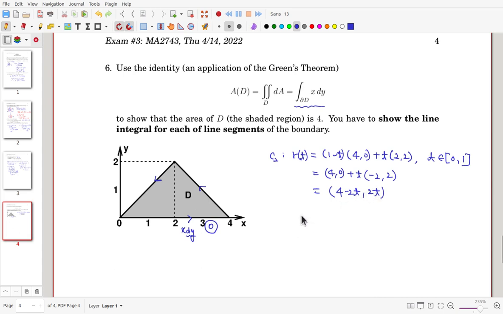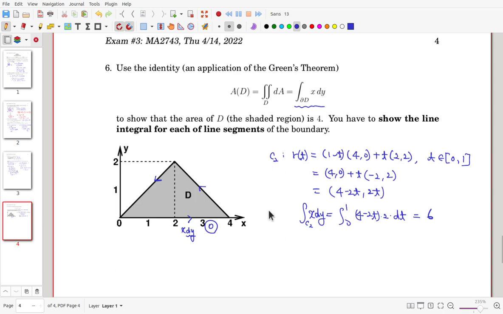So the integral of x dy along C2 is the same as the integral from 0 to 1, where t is moving from 0 to 1. X is 4 minus 2t, and dy is y prime, 2, times dt. If you compute this one, you'll get the value 6. You can do it quite easily.